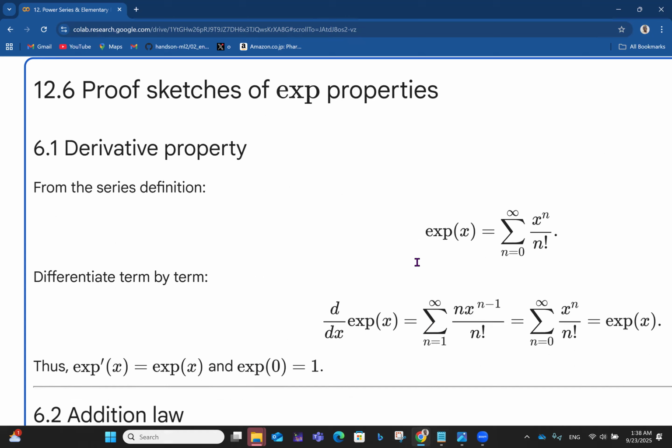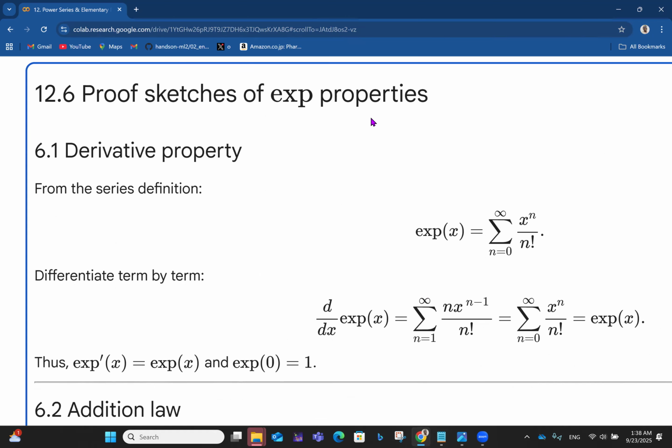Then we have proof sketches of exponential properties. So we have the derivative property from the series definition. We know that exp of x is the summation from n equals 0 to infinity of x^n over n factorial. And if you differentiate term by term, we have d/dx of exp of x to be the summation from n equals 1 to infinity of n times x^(n-1) over n factorial. I mean, that's the whole basic idea of differentiation.